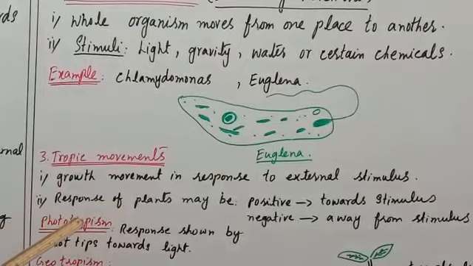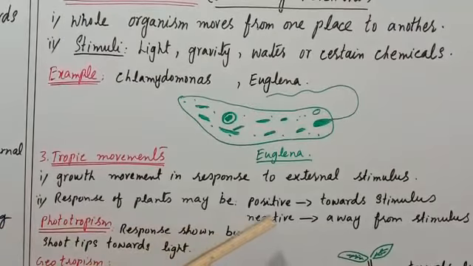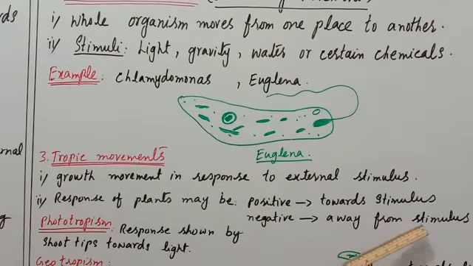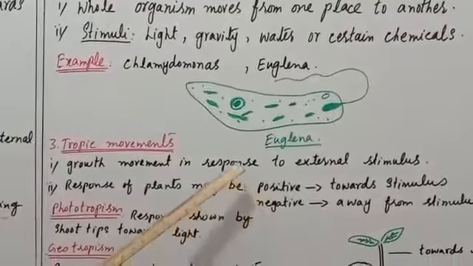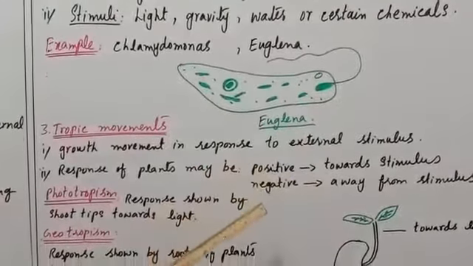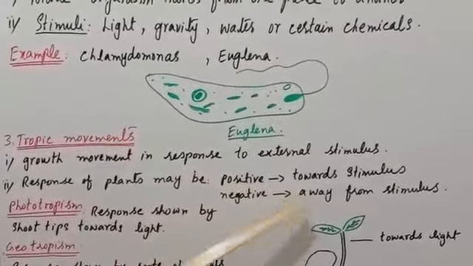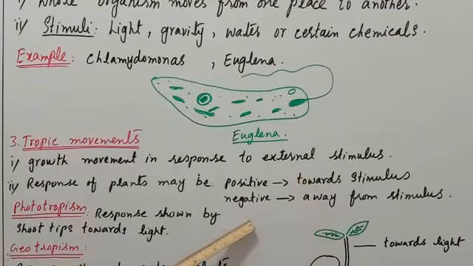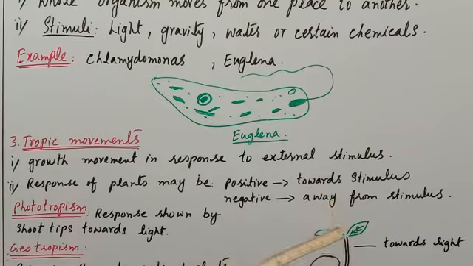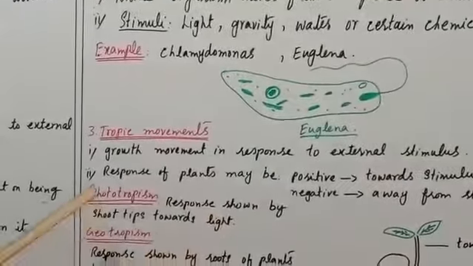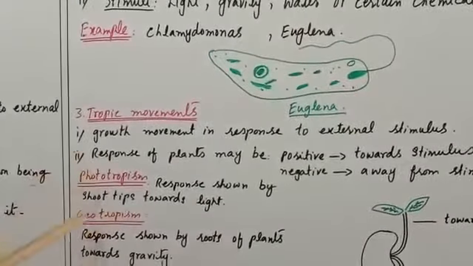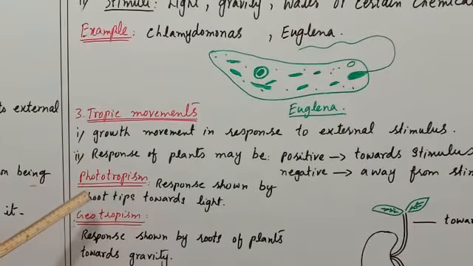The second point is that the response of plants may be positive, that is towards the stimulus, or negative, away from the stimulus. If the response is in the same direction as the stimulus, it is called a positive response. And if the response is away from the stimulus, that is, in the opposite direction, it is called a negative response.